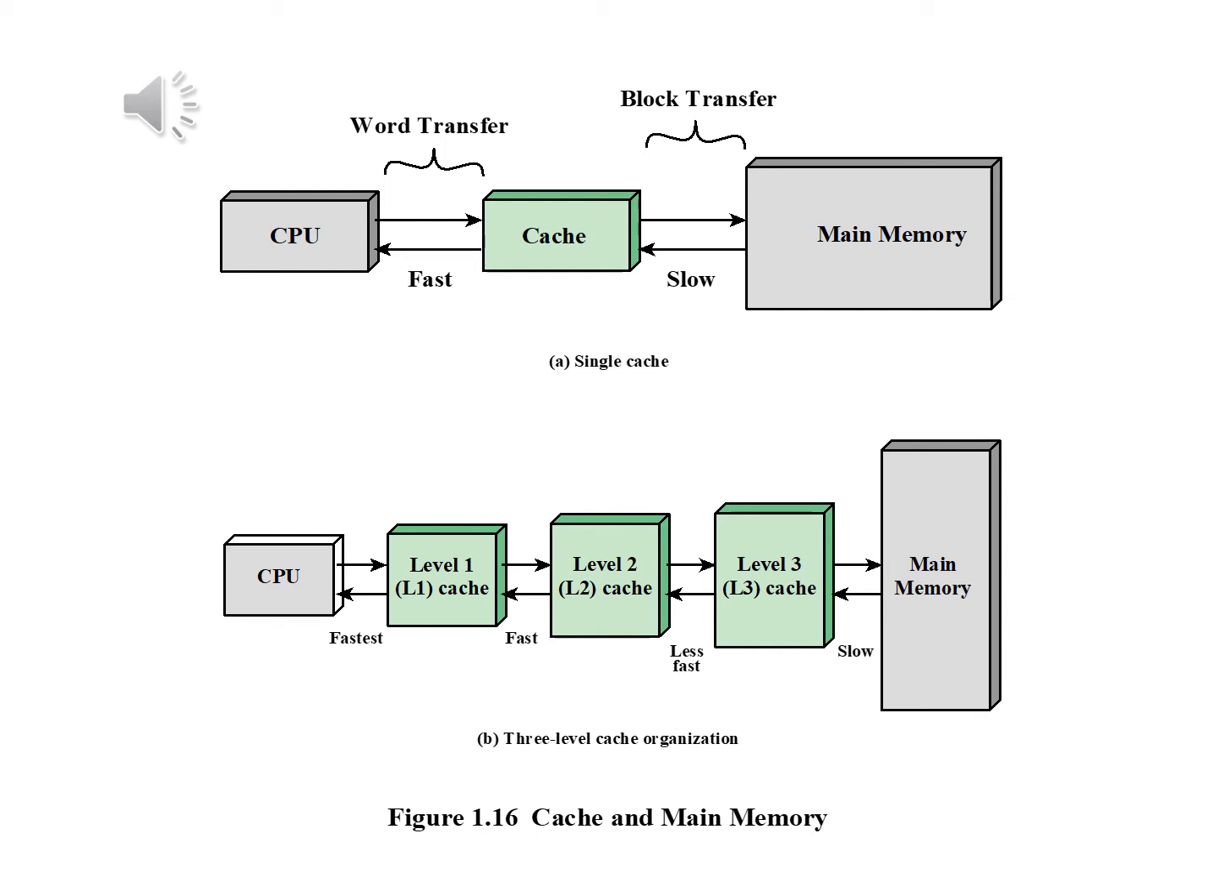Because of the phenomenon of locality of reference, when a block of data is fetched into the cache to satisfy a single memory reference, it is likely that many of the near future memory references will be to other bytes in the block. The lower diagram depicts the use of multiple levels of cache. The L2 cache is slower and typically larger than the L1 cache, and the L3 cache is slower and typically larger than the L2 cache.